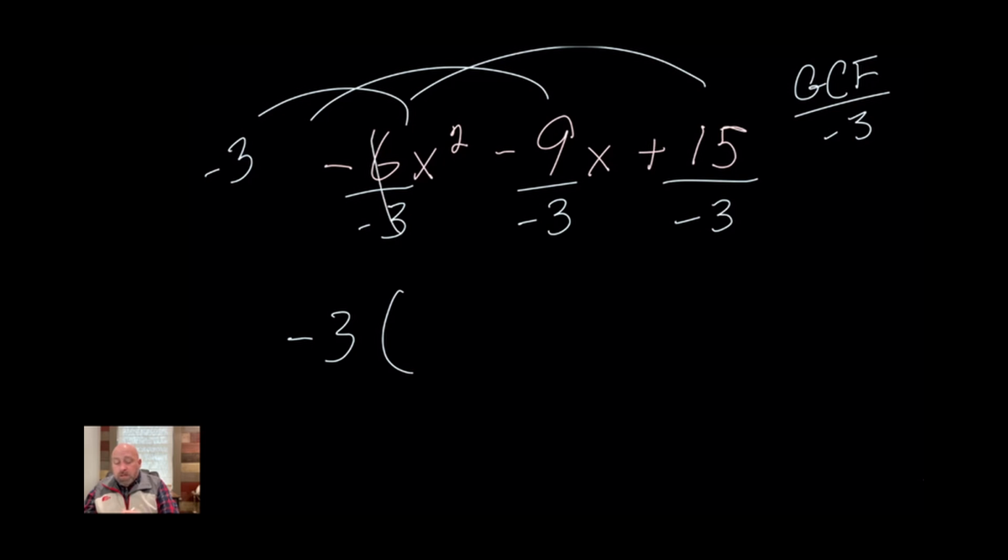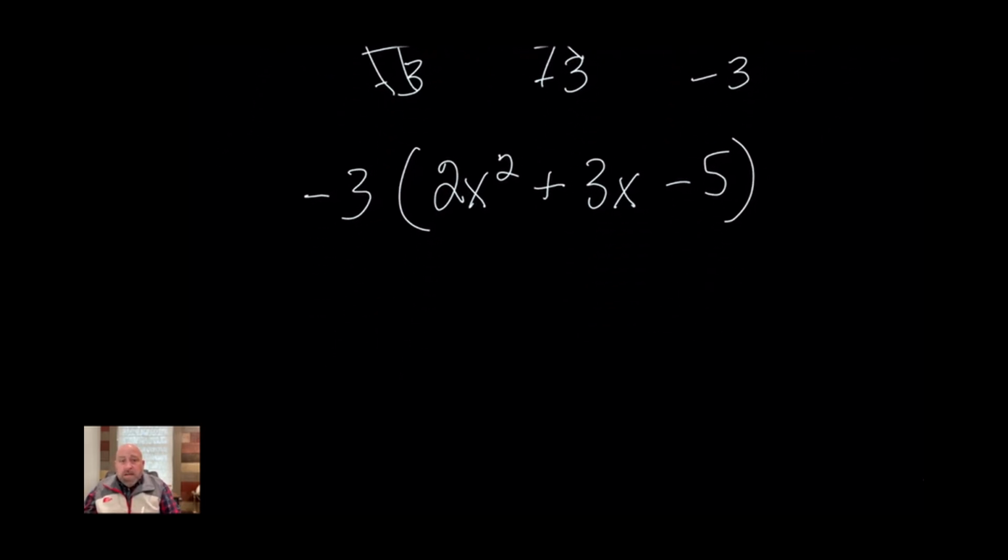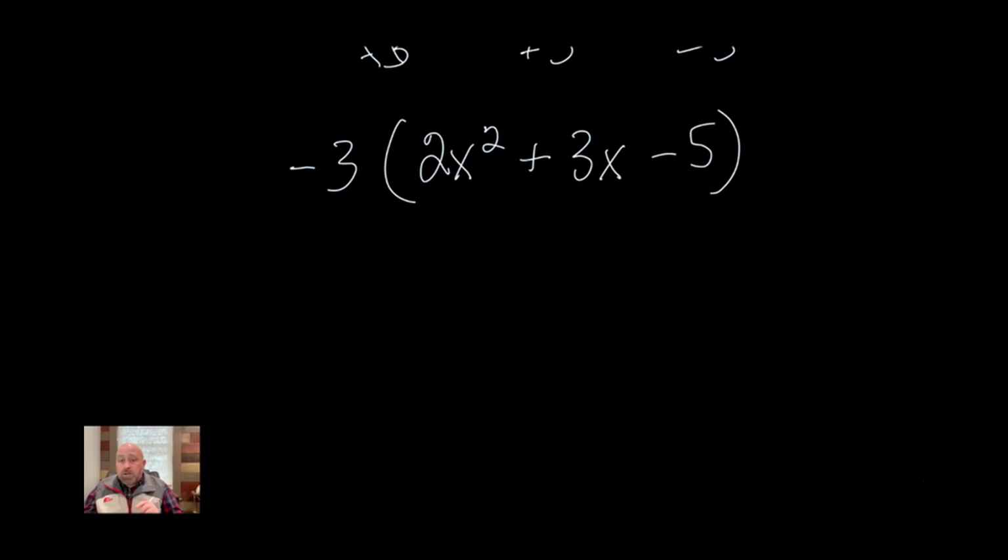We're going to cancel here. These cancel, and we're going to get a 2x squared. We're going to cancel here, and we're going to get a 3x. So that now becomes a plus 3x because our negatives canceled. Here we get a negative positive, so that means that when we divide by a negative, we get a negative. And so 3 into 15 goes 5 times. All right, so here we go. We now have a new trinomial that we need to try to factor.